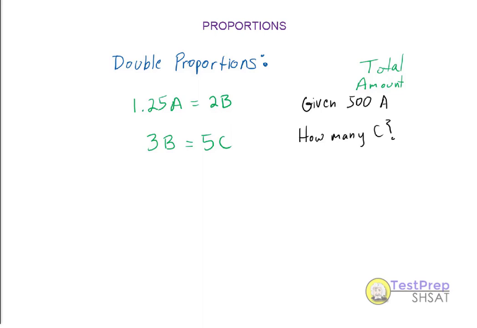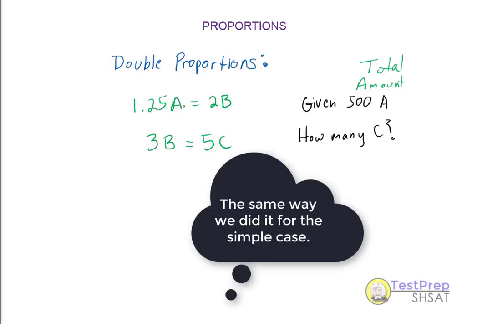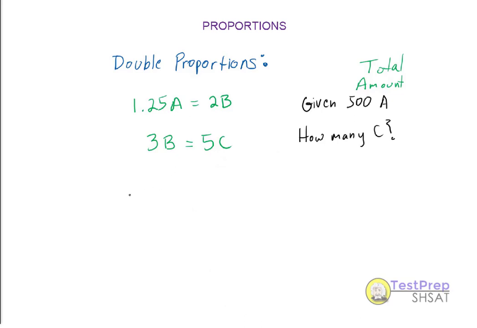Well, the approach is going to be the same. Let's take our equations and set up equivalent proportion equations. How do we do that? We know 1.25a equals 2b. The a divided by the b equals 1.25, pulling the 2 under, divided by 2. That's our proportion equation for the number of a divided by the number of b. Likewise, on the second equation, 3b equals 5c, I would say b, pulling the c underneath, b divided by c equals 3 divided by 5.